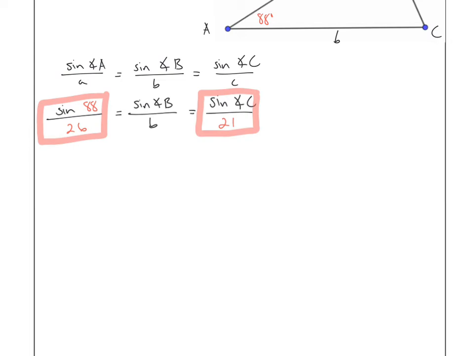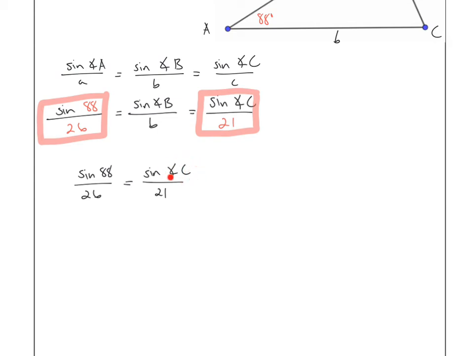So if we're solving for angle C, then we better use the proportion that contains angle C. Let's now go ahead and rewrite these two proportions together in an equation. So we have sine of 88 degrees divided by 26, and this is equal to sine of angle C divided by 21. Now, there's actually two different ways to solve this, and I'll show you one way, and then quickly talk about the other way.